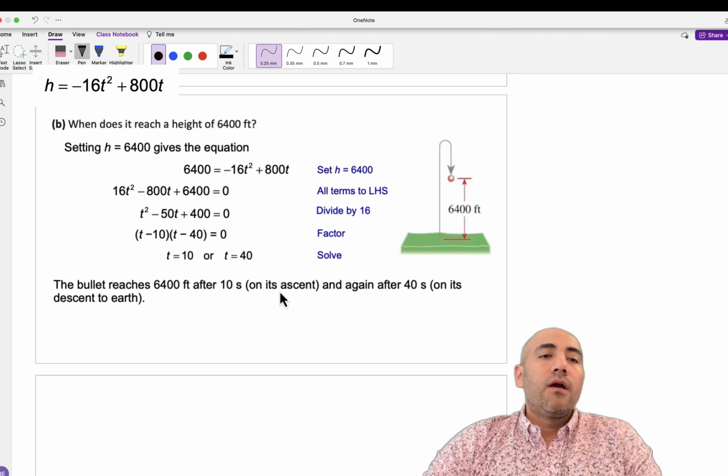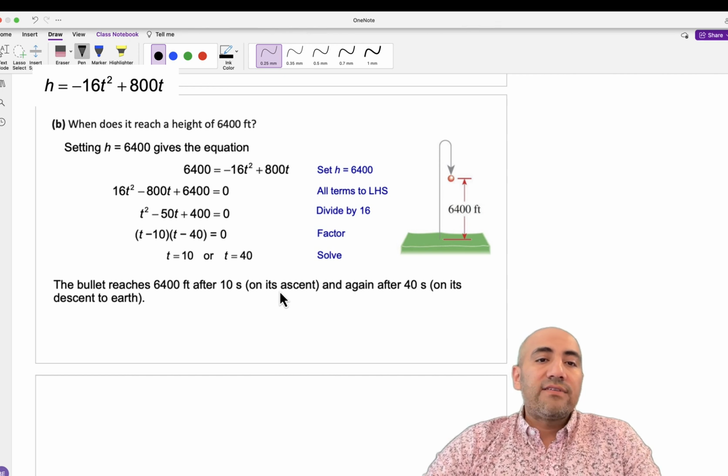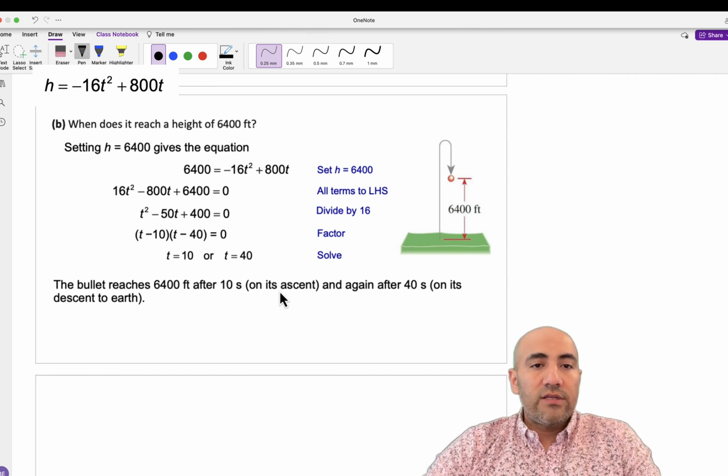Okay, part B. When does it reach a height of 6,400 feet? Going back to our equation, h equals negative 16t squared plus 800t, we just set h equal to 6,400 and solve. So we plug in the 6,400.